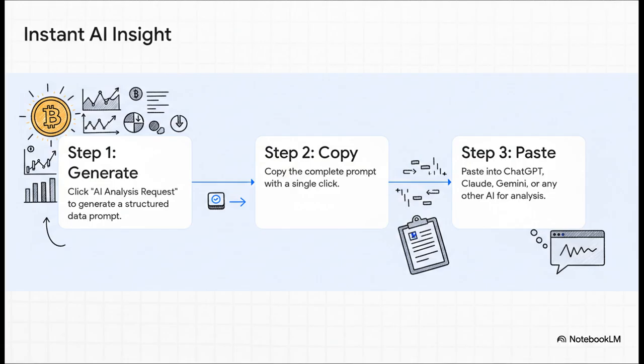It's a 3-step process. 1, you see a coin you're curious about, and you click the AI analysis button. The tool instantly grabs all the important data, candlesticks, indicators, patterns, the whole shebang, and puts it into a perfect prompt. 2, you click to copy it. 3, you just paste it into whatever AI you like to use, ChatGPT, Claude, Gemini, you name it. And boom, you get an instant, deep analysis.